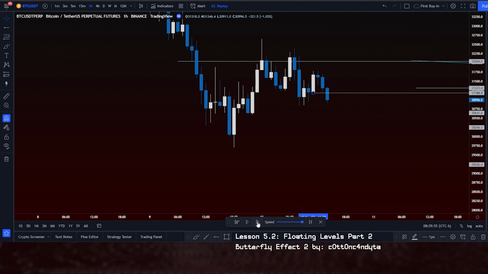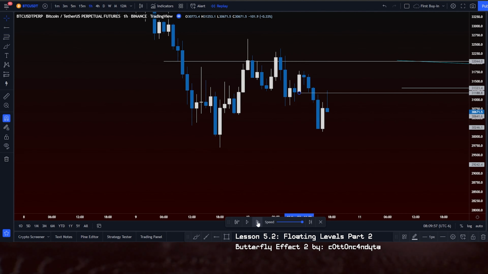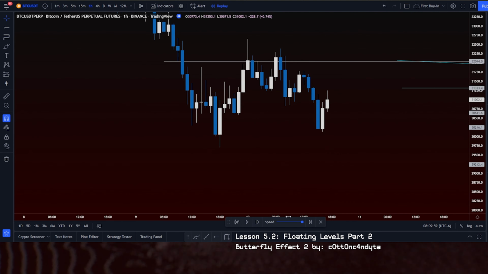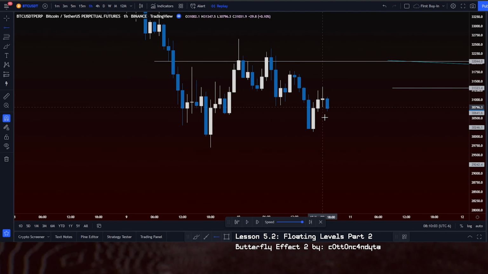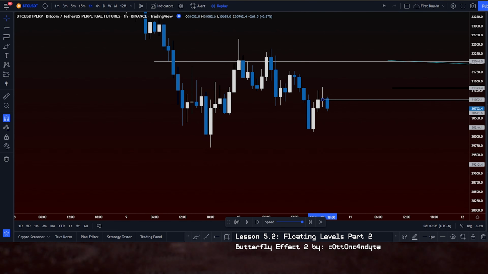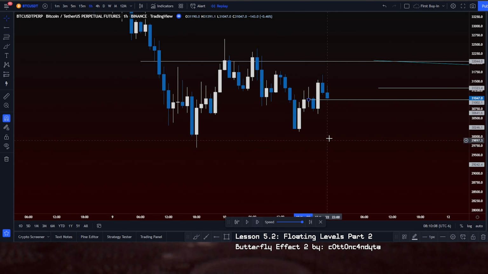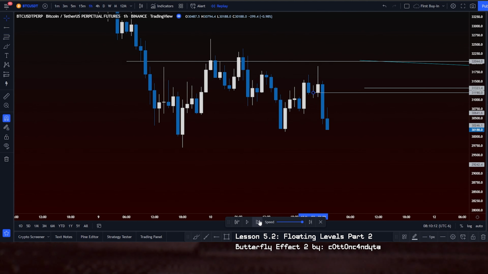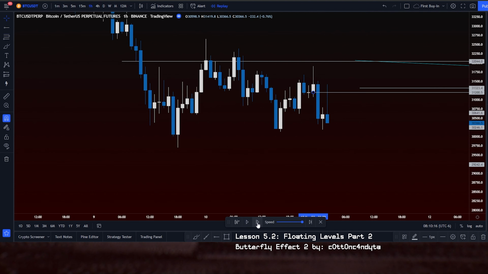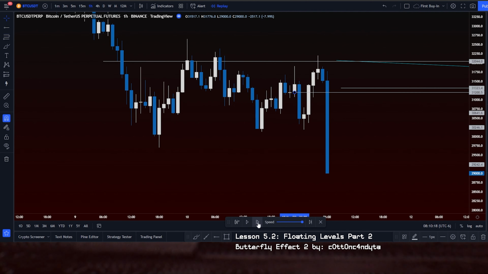If it breaks this. It didn't. Damn, no floating level. Okay, this one could be one, if it breaks this. Damn, nope. So you see what I mean? You just have to keep looking for them. Okay, this could be one. Does it test it? It has to break this. No. Jesus, dude. Come on, man.